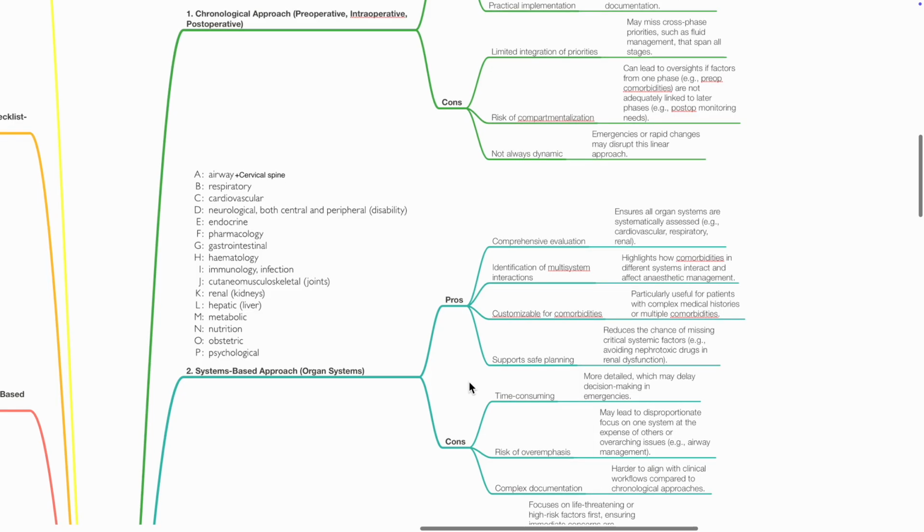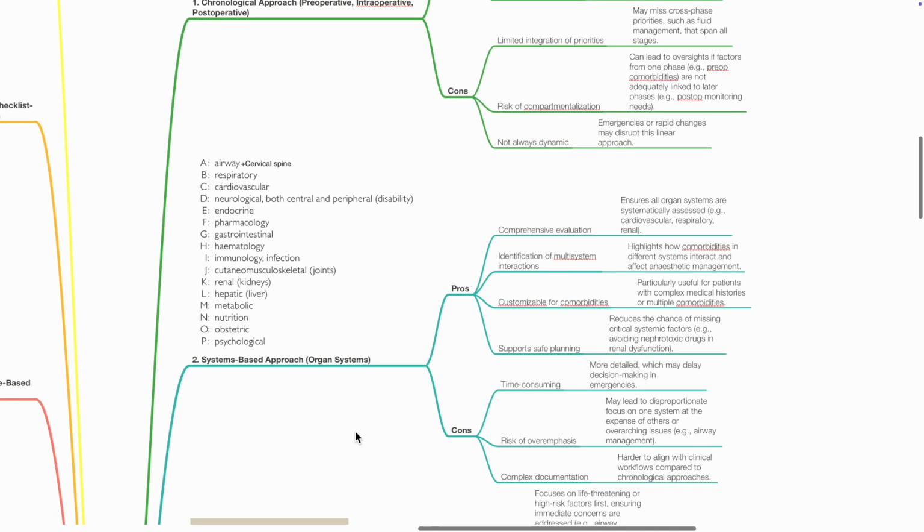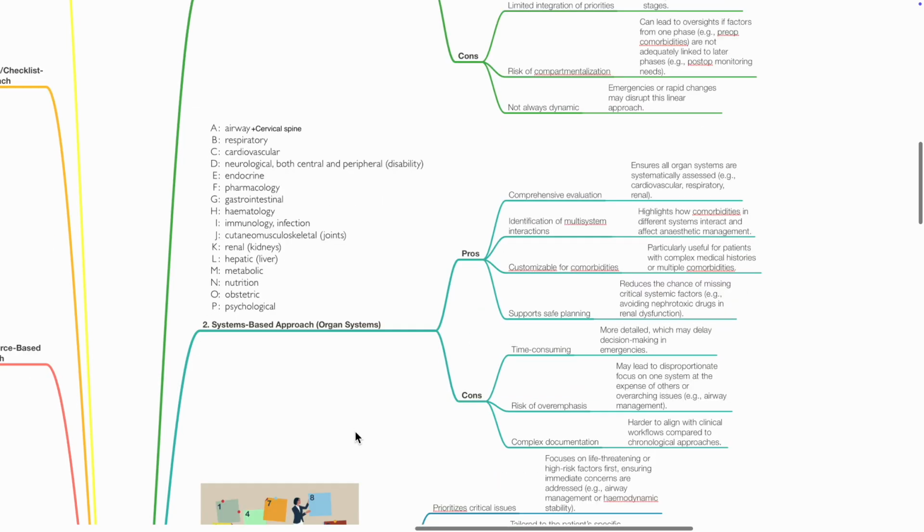Next is the systems-based approach. Pros include comprehensive evaluation, which ensures all organ systems are systematically assessed, and identification of multi-system interactions. This highlights how comorbidities in different systems interact and affect anesthetic management. It is customizable for different comorbidities, which is particularly useful for patients with complex medical histories or multiple comorbidities.